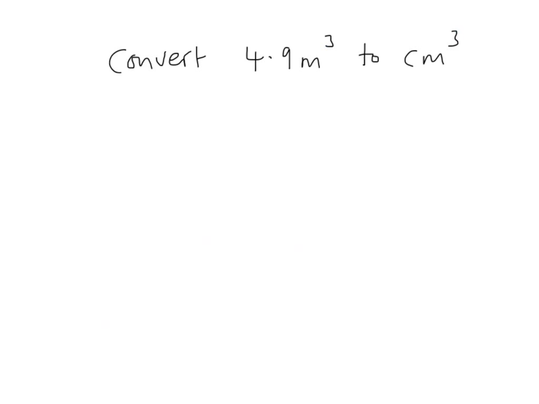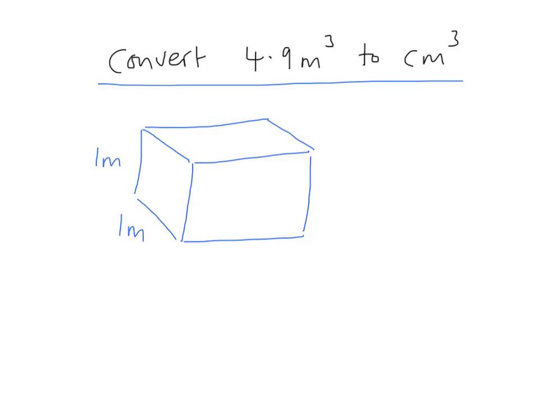However, even that's not the end of the story, because in exams they make it even harder, and they don't give you a cuboid, they just give you a value to convert. But this isn't a problem for us, because we can draw one anyway. We can imagine a shape which is 4.9 cubic meters, and to do that I'm going to draw a cuboid which is 1 meter by 1 meter by something across here. We'll work out what it is in a minute.